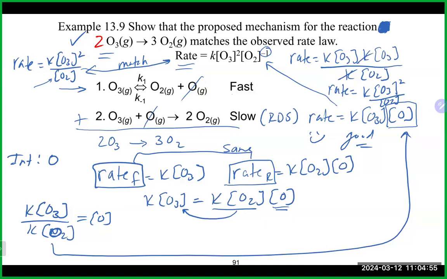And again, although these two did match and they were good mechanisms, another mechanism may not be a good mechanism. So that is a possibility.